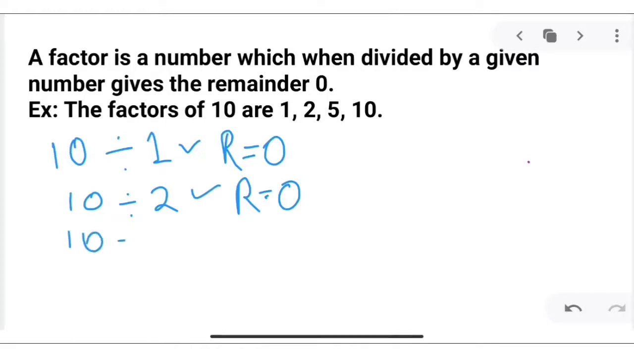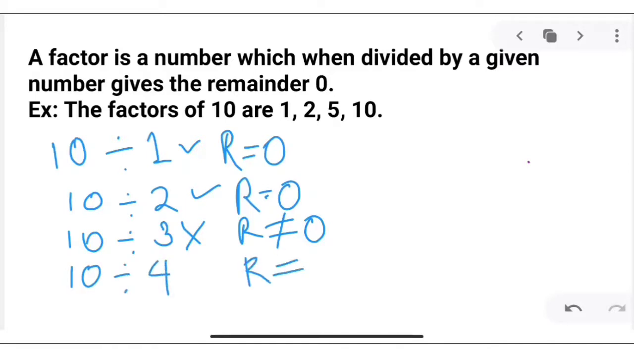When we divide 10 by 3, the remainder is not 0. That means 3 is not a factor of 10. When we divide 10 by 4, the remainder is not 0. That means 4 is also not a factor of 10.